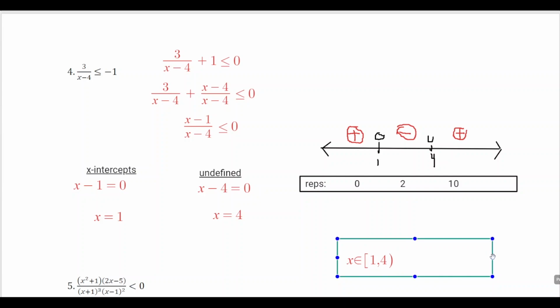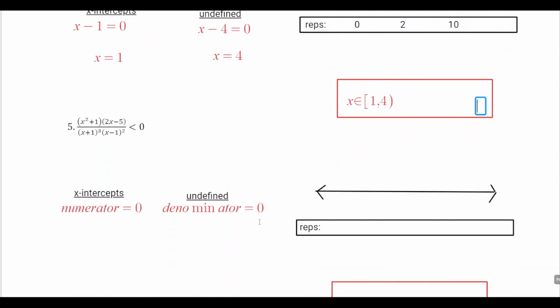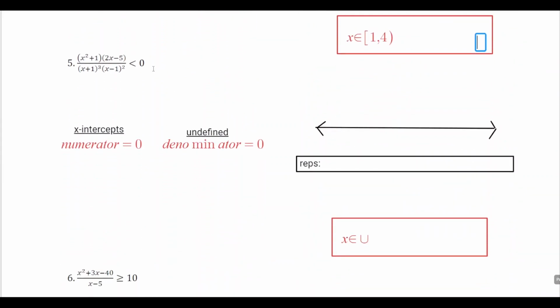All right, so yeah, that's it for number 4. Let's take a look at number 5. Now number 5, we've got a 0 on the right-hand side, so we don't need to worry about rearranging anything. And this is already factored, so that's kind of nice.